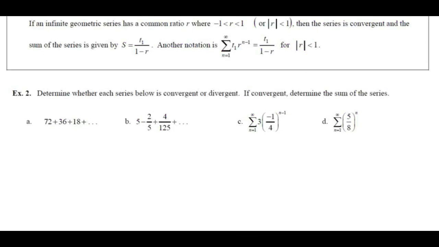Another notation is sigma notation. The sum of the terms in a geometric sequence, where t1 r to the n minus 1 is a term in a geometric sequence. So the sum of the terms, where you're adding them all up to infinity, is t1 over 1 minus r.